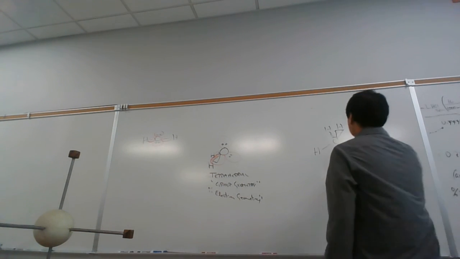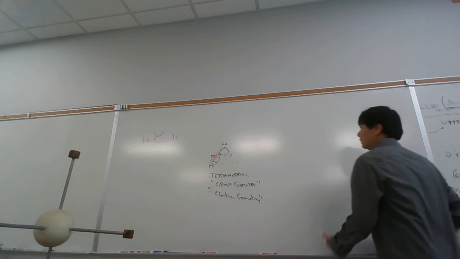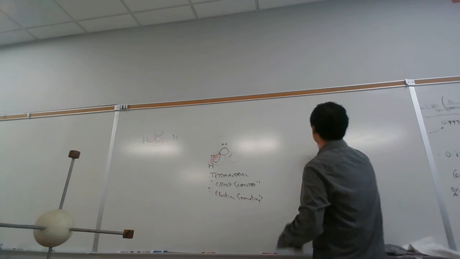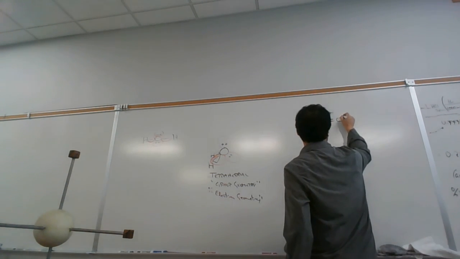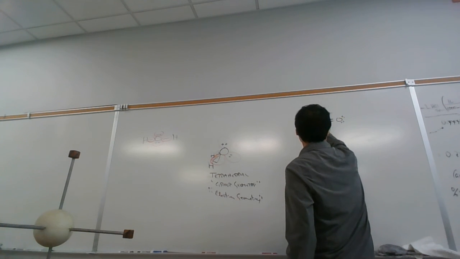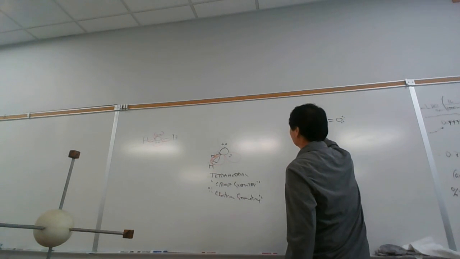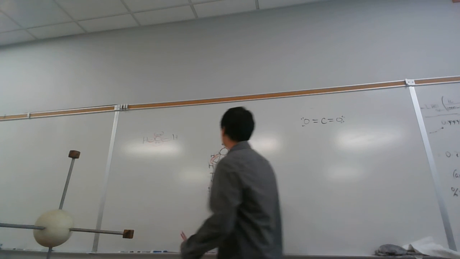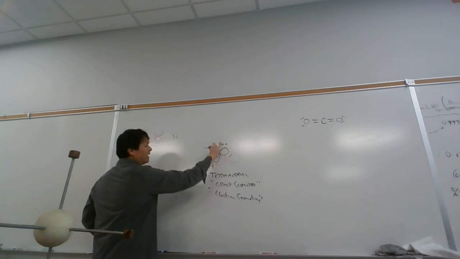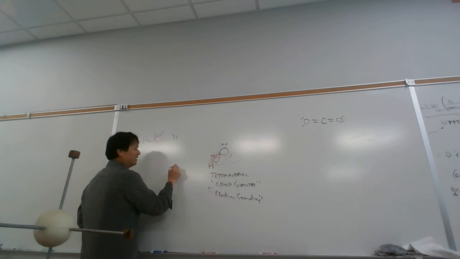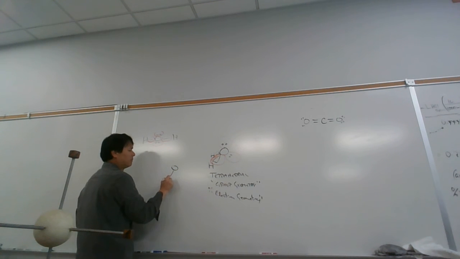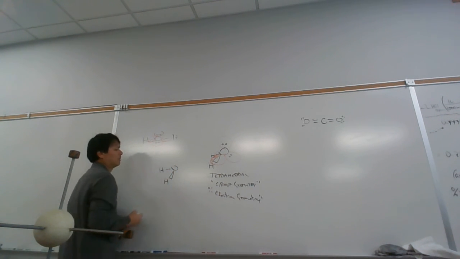Okay, let's compare this to CO2. If we compare this to CO2, the Lewis structure for CO2 looks like this. Actually, there's one more thing here. The one more thing is we can't pinpoint these lone pairs. And so the structure of water looks like this.